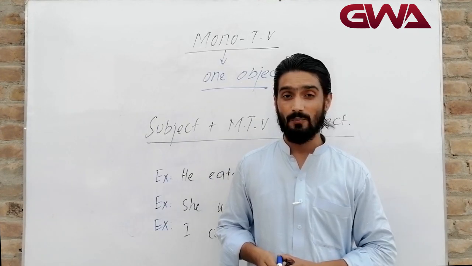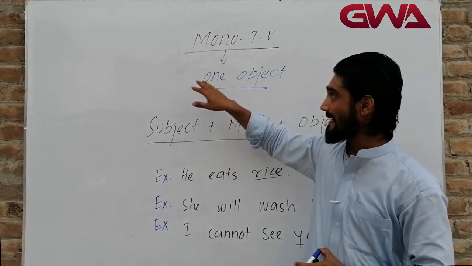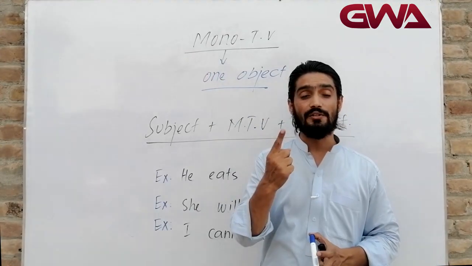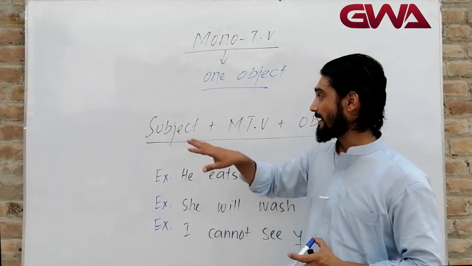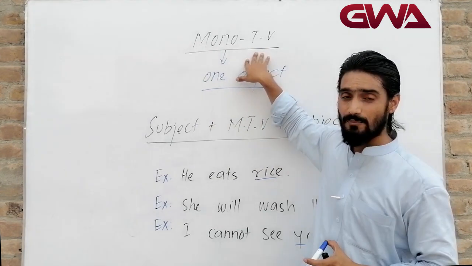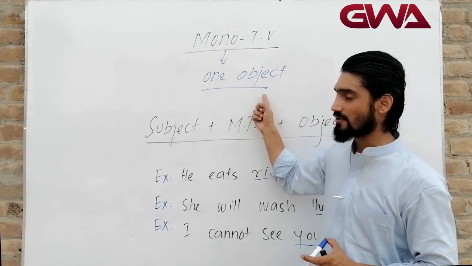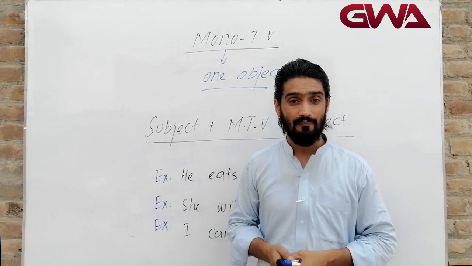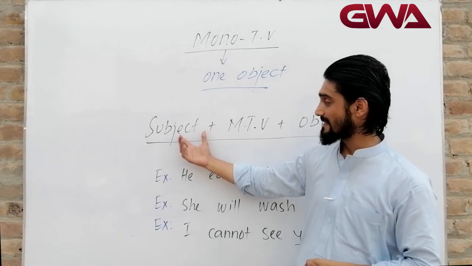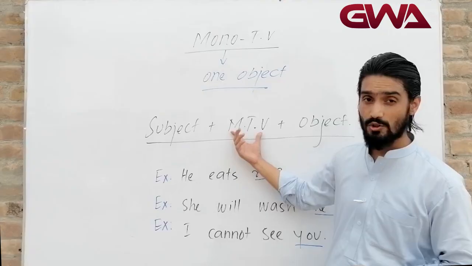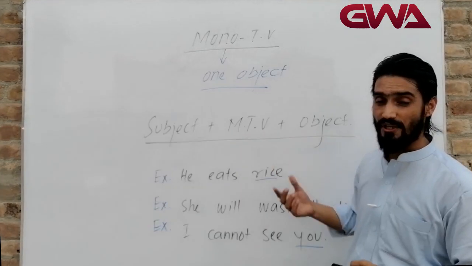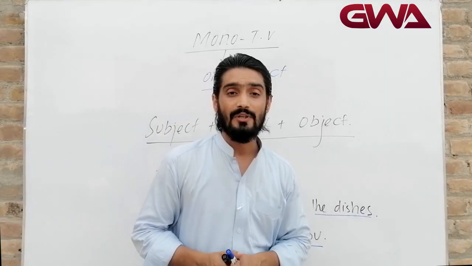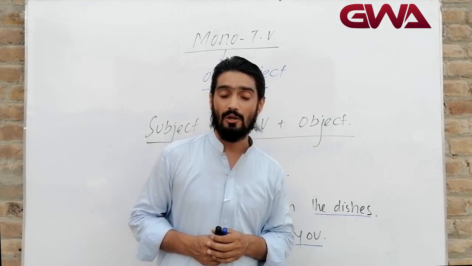Number 1, monotransitive verb. As I said earlier, mono means one. So here, this type of transitive verb requires only one object to complete its meaning. The structure is subject plus monotransitive verb plus object. This verb will require just one object.